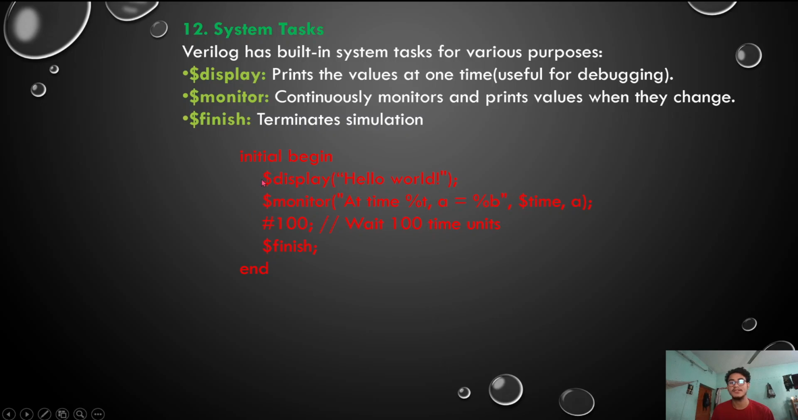In this example, inside the procedural block, we write $display hello world, $monitor at time %t, a is equal to %b, $time a, then a has 100, then $finish. Hello world will print one time, but time and a will print whenever time and a change. When the compiler gets $finish, it terminates the simulation.